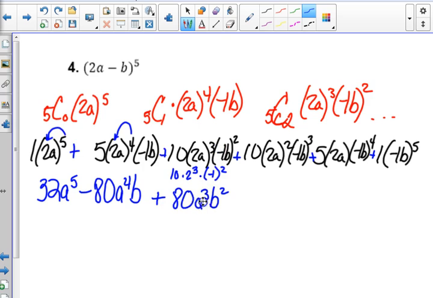Yeah, the minuses will show up, yep, because of the negatives. Good question. All right, this one has a 10, a 2 squared, and a negative 1 to the 3rd, so it's going to show up as a negative, right? 40? Anybody? Did I get that right? A squared b to the 3rd.